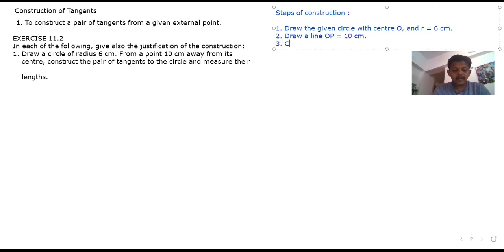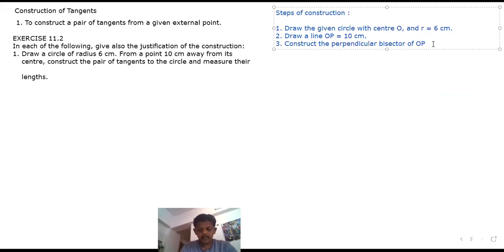Number 3, construct the perpendicular bisector of OP such that M is the midpoint of OP. Draw the perpendicular bisector to get the midpoint M.